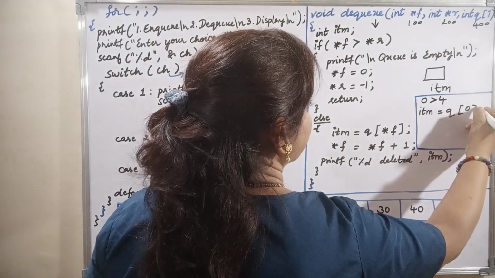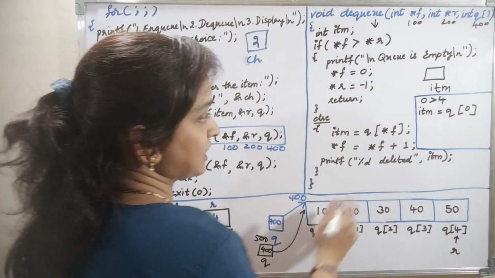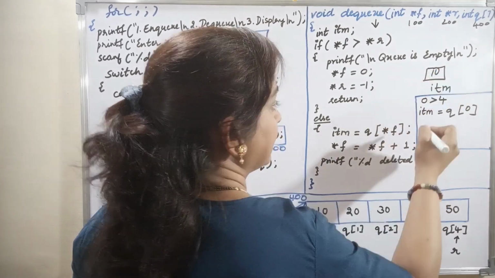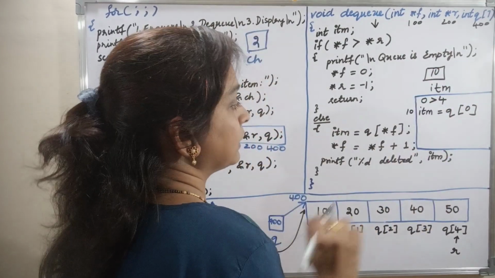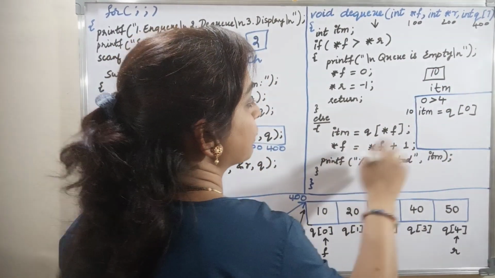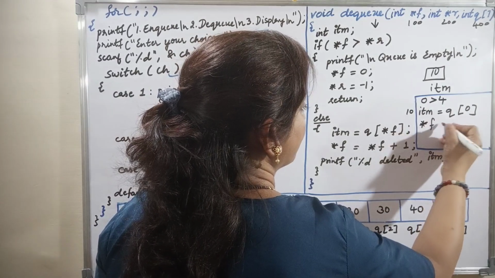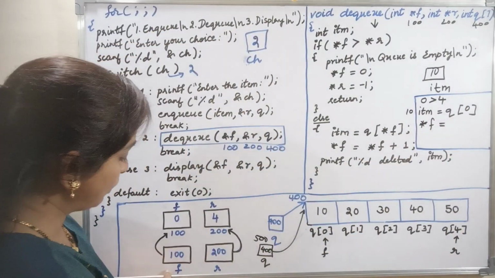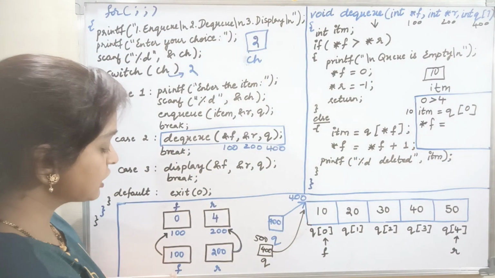Q of 0. What is Q of 0? It is 10. That I am storing in ITM, so in ITM I get 10. Then what do I do? I say pointer f equal to pointer f plus 1. Value at the location f is 100.